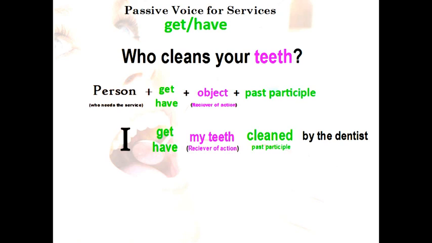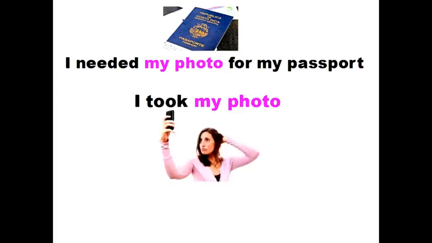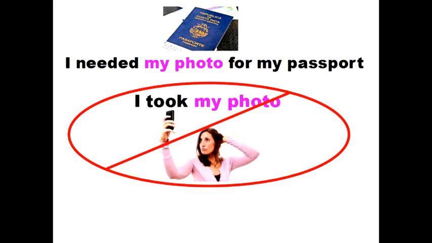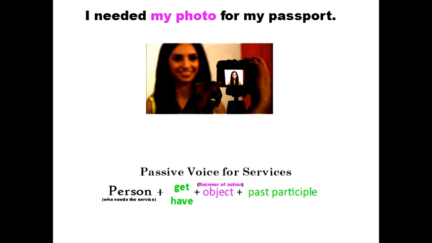Let's take a look at some examples of this. For example, I needed my photo for my passport. Now, I can say that I took my photo, but that's what this means, is that I took my photo. But that doesn't work if I need a passport photo. I need a professional service. So I'm not going to say this like that. Instead, I'm going to use my passive voice. So I needed my photo for my passport.